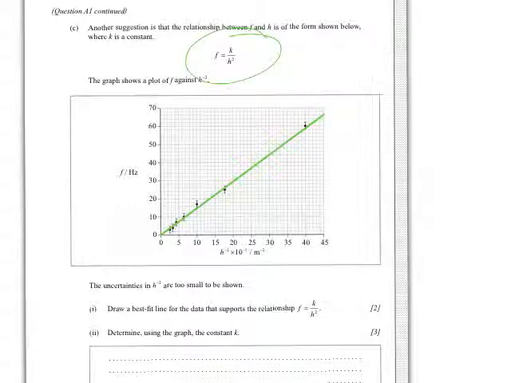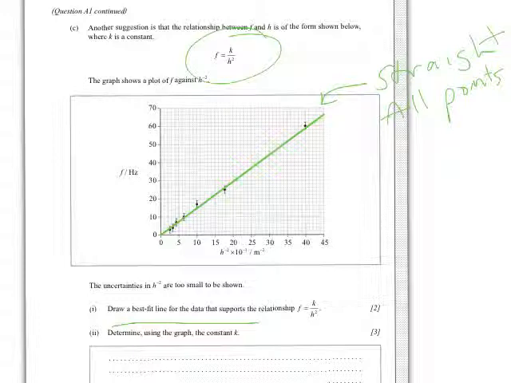Let's have a look. Frequency equals k over h squared. And the first thing it asks you to do is to draw a line of best fit. Well, luckily I have finally been able to get my straight lines to work. So you can see here that it can actually be done. You can get a straight line through all the points, through all the error bars, and it goes through the origin. So this must be a proportional relationship.